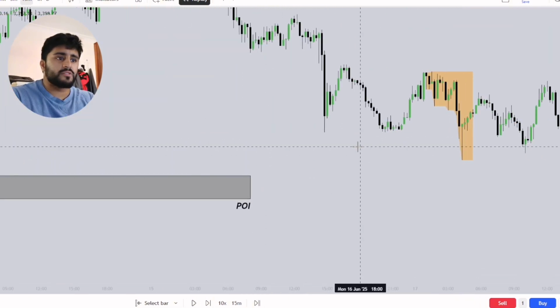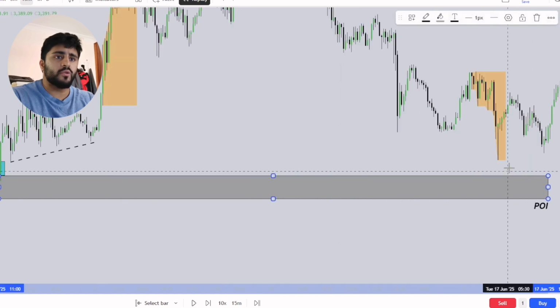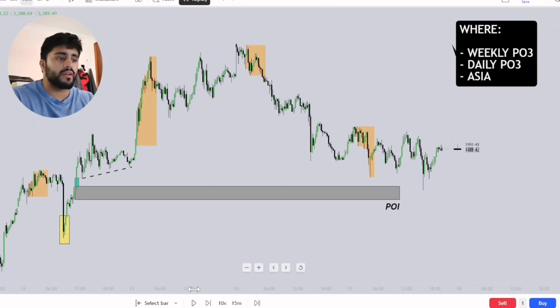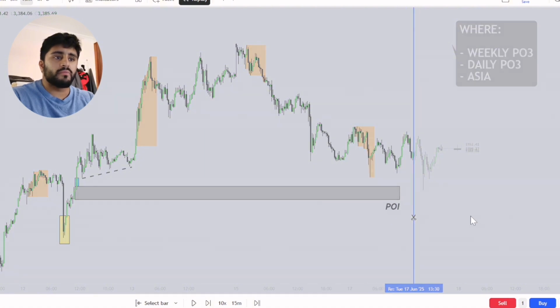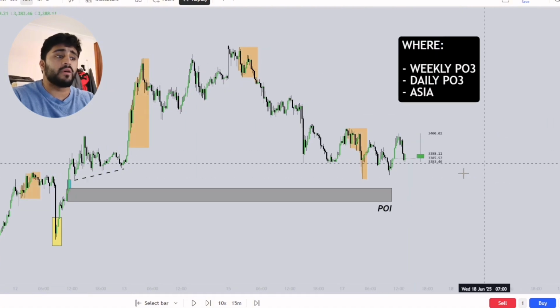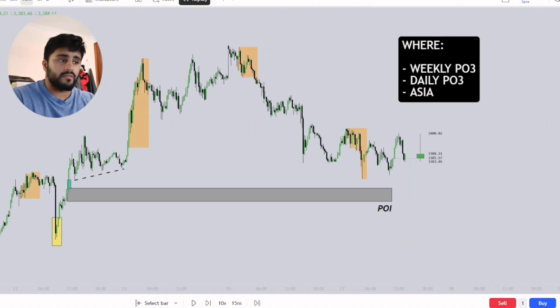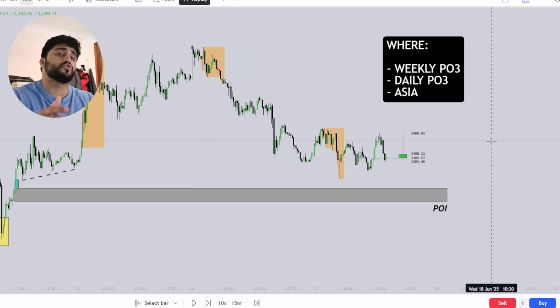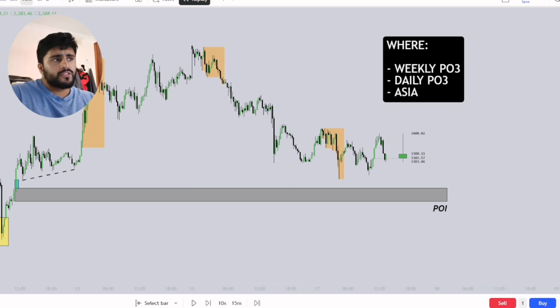So price taps into this POI coming into the next week. And a quick tip on this: if I just replay price, I often have my POIs marked out that are unmitigated. This is an unmitigated POI from the previous week, Thursday, Friday, and then the following Monday, Tuesday, we hit into this POI. And this is where we're going to go through a trend reversal. All right, this is where we're going to go through a trend exhaustion.